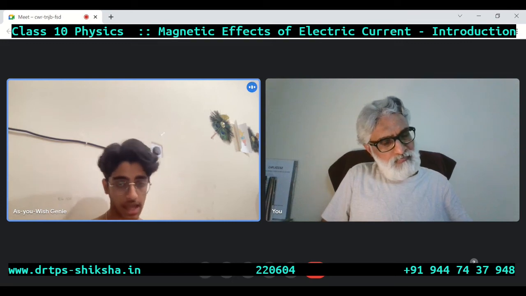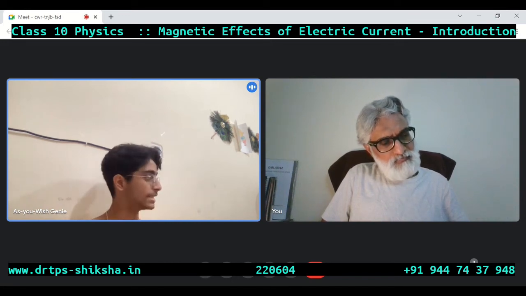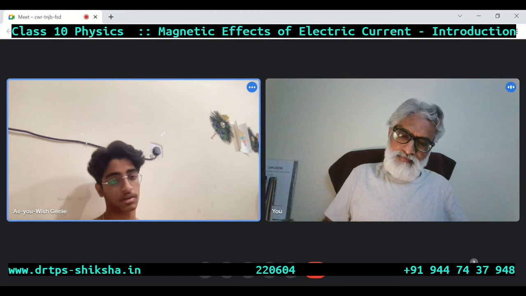A circular coil carrying current acts as a magnetic dipole. The magnetic dipole moment is given by M equals IA. If the coil has N turns, M equals NIA, which is equal to NI pi R square.